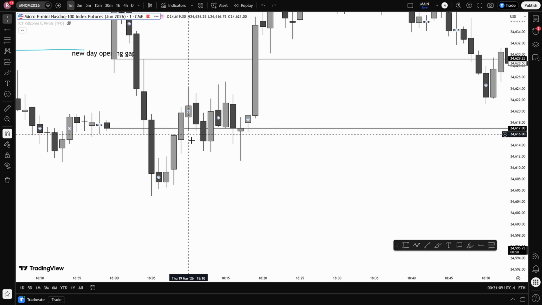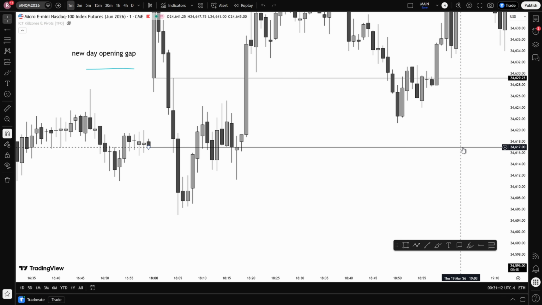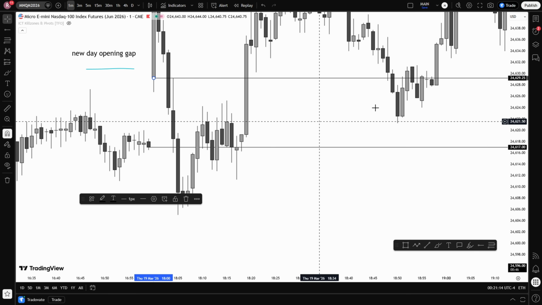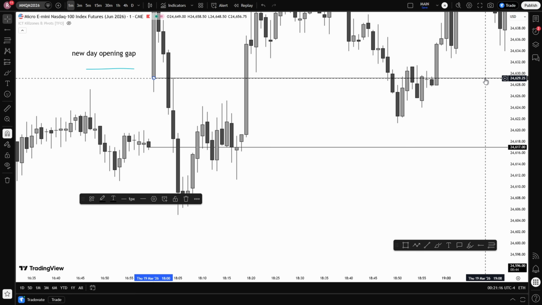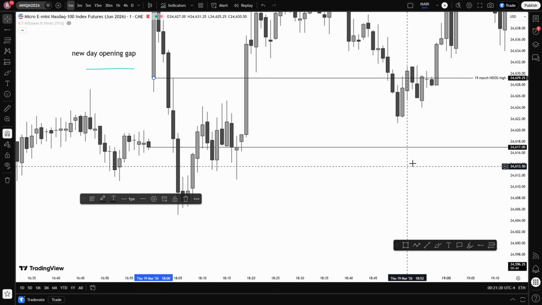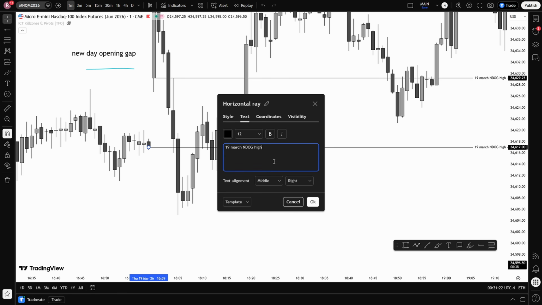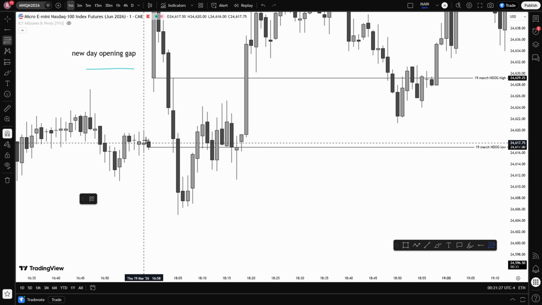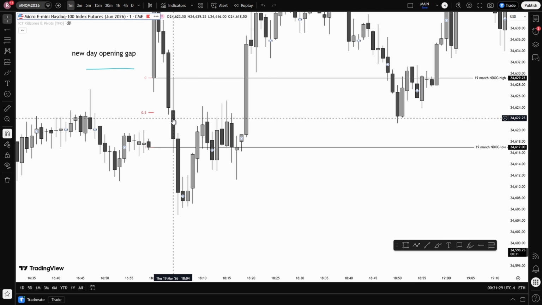Now I'm going to mark this with a ray like this, and now I can mark the high and low just like this. As you can see, the high like this and the low just like this. Now we have our fully fledged new day opening gap. And you can also use the consequent encroachment of this gap. You just have to use the fib tool for that, just like this. Now let me show you some more examples of it.